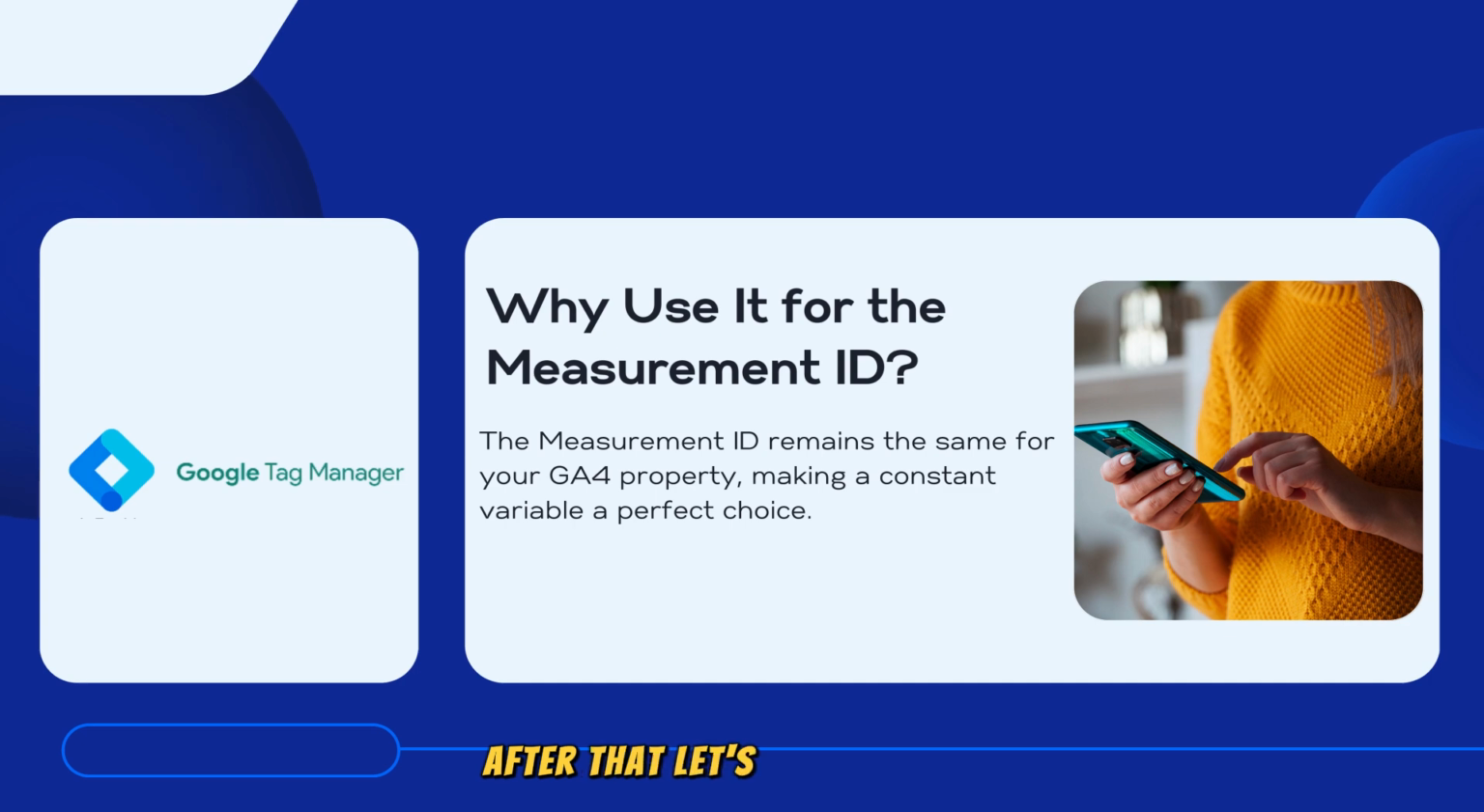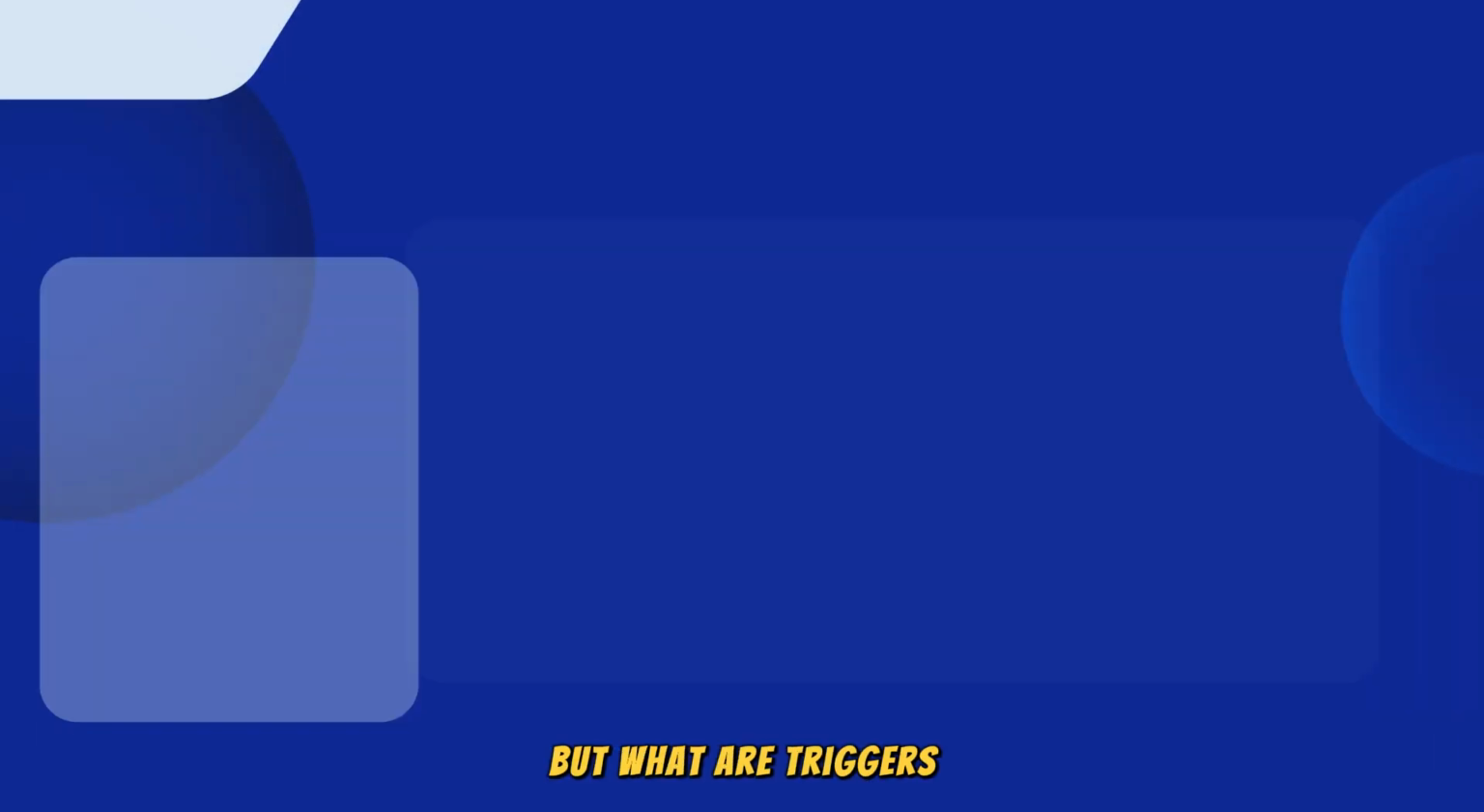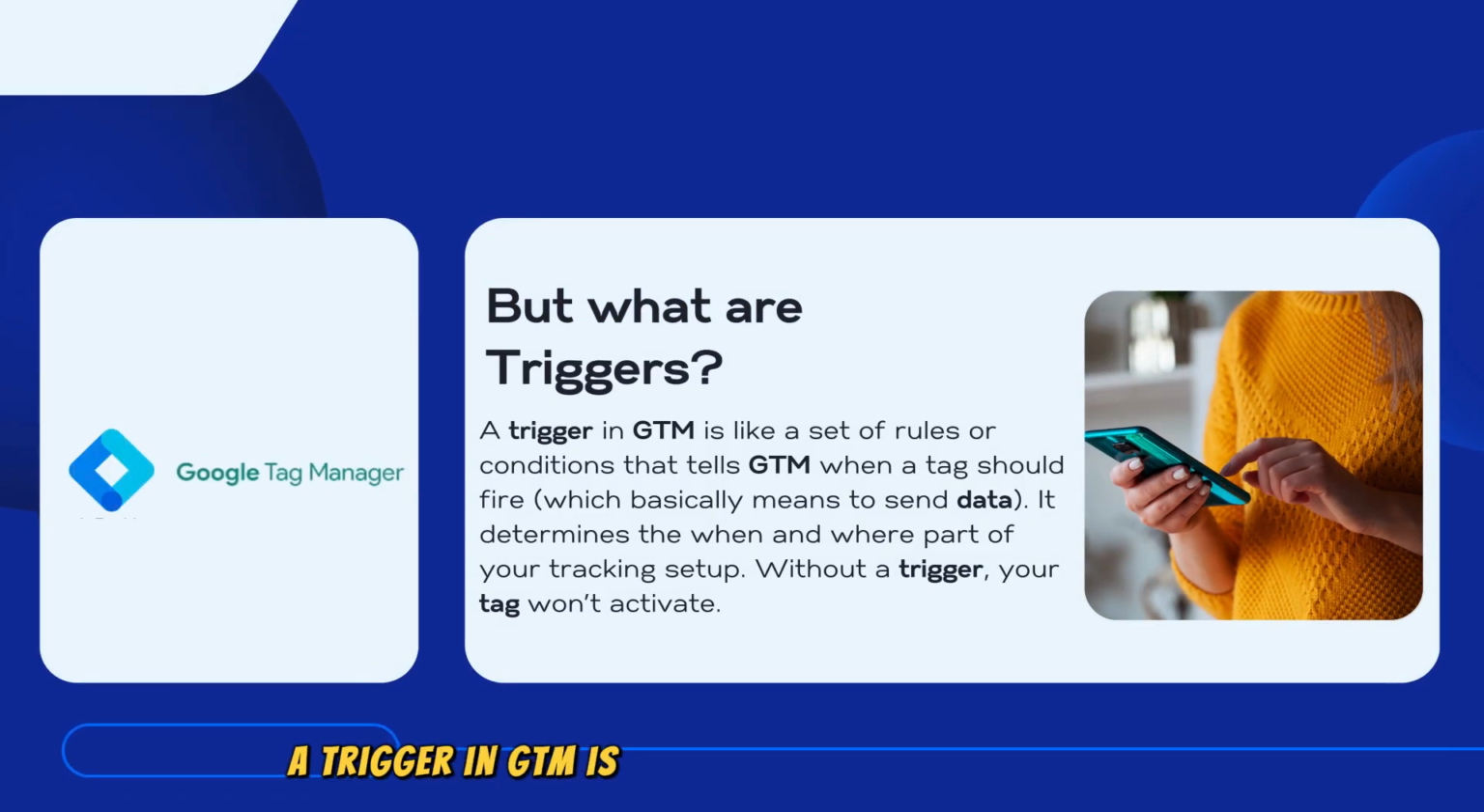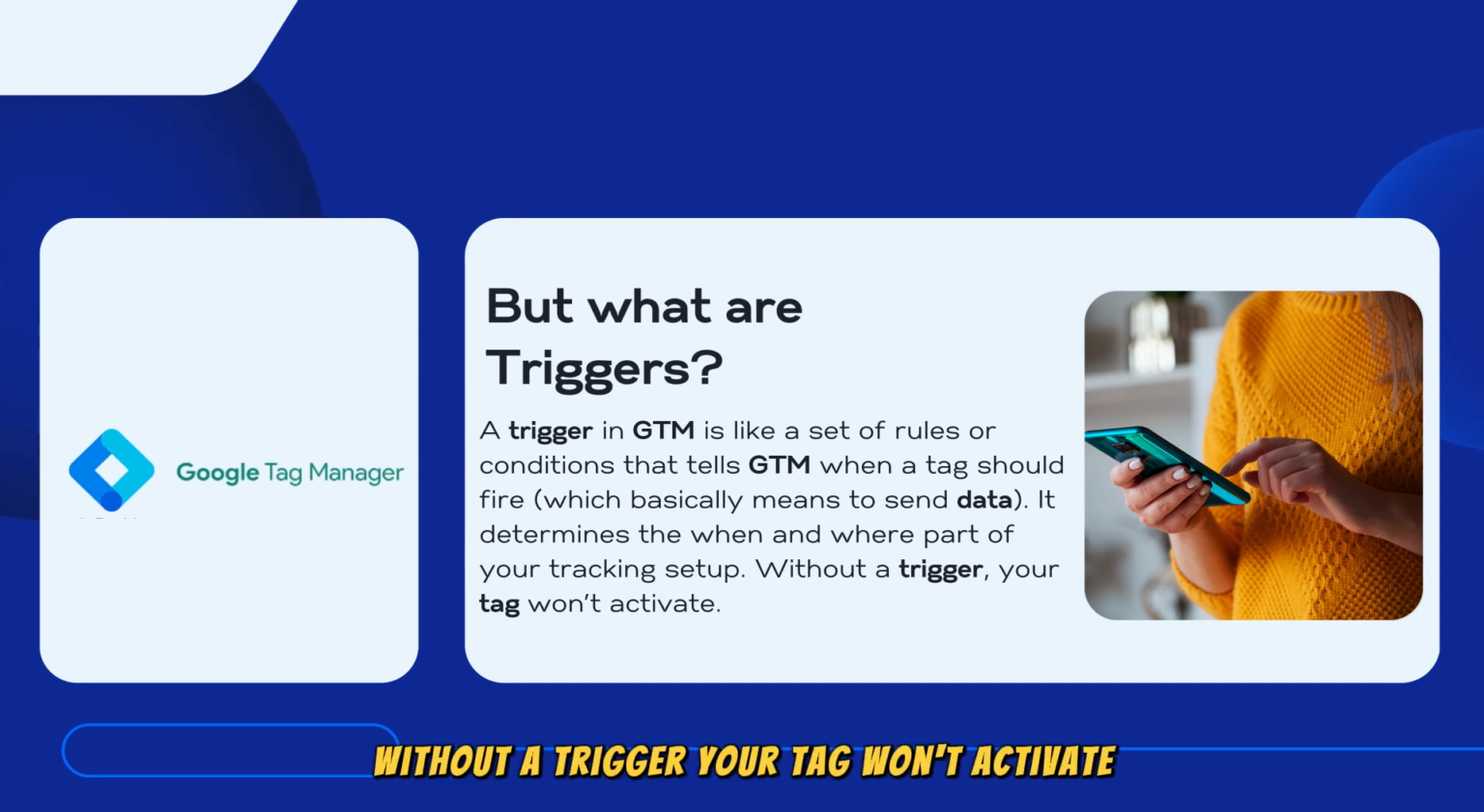After that, let's add a trigger. But what are triggers? A trigger in GTM is like a set of rules or conditions that tells GTM when a tag should fire, which basically means to send data. It determines the when and where part of your tracking setup. Without a trigger, your tag won't activate.